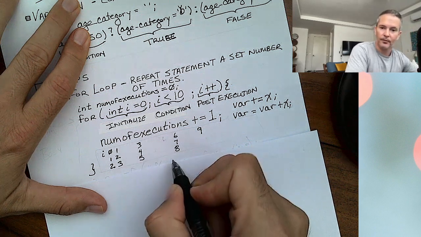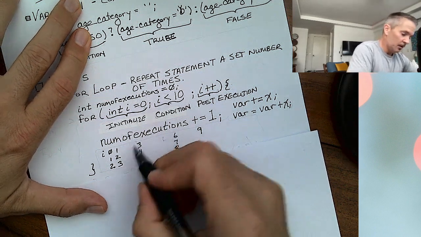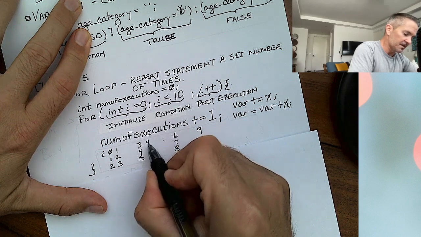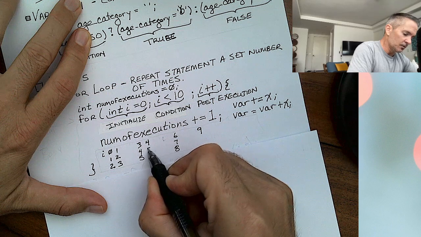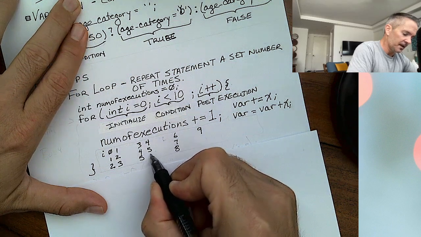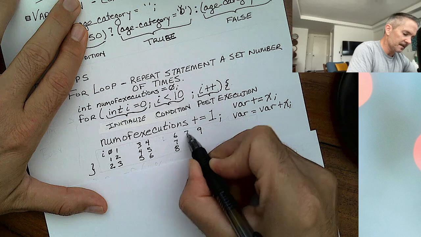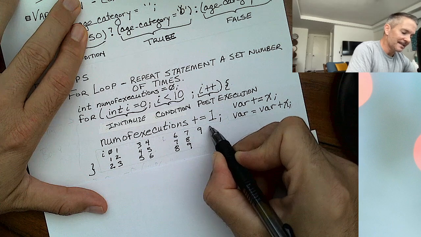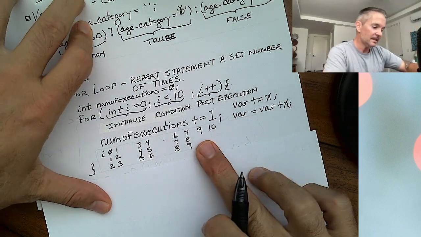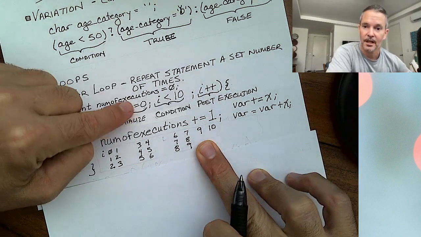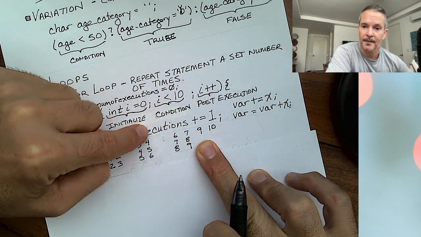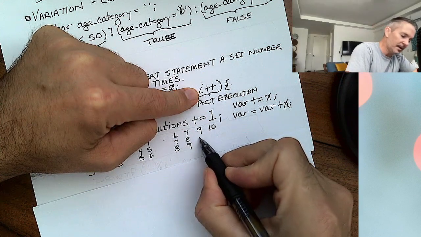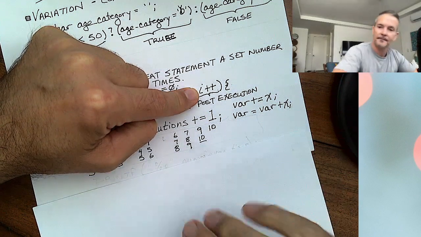So let me walk you through this, what's happened, to make sure you agree with me. When I equals 3, we'll increment number of executions. It's going to now be set to 4. When it equals 4, we'll increment it again. It'll be 5. When it equals 5, 6. When it equals 6, 7. When it equals 7, 8. When it equals 8, 9. When it equals 9, 10. Okay. Now we've just finished executing the value I equals 9. We increase I by 1 again, so now I becomes the value 10.